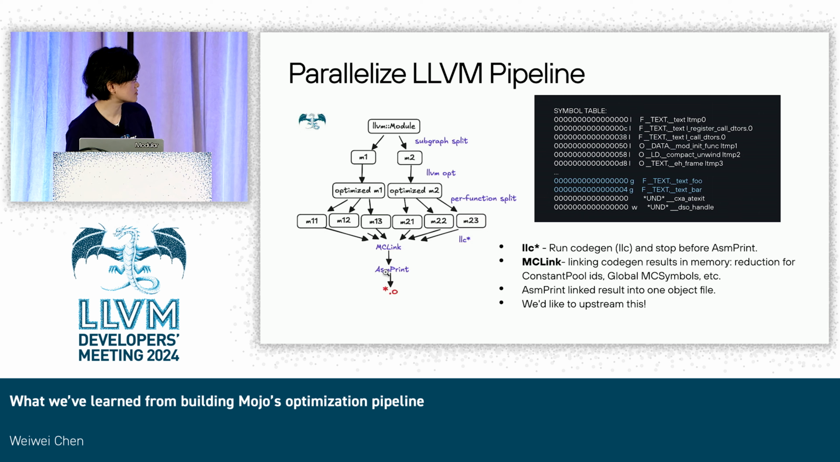And then we just run ASM print as one thing for the linked result so that we can get rid of the duplicated functions and we can fix the symbol linkage type. And now we have one LLVM module as input and still one .o as the output. It's a very unconventional way to use it.